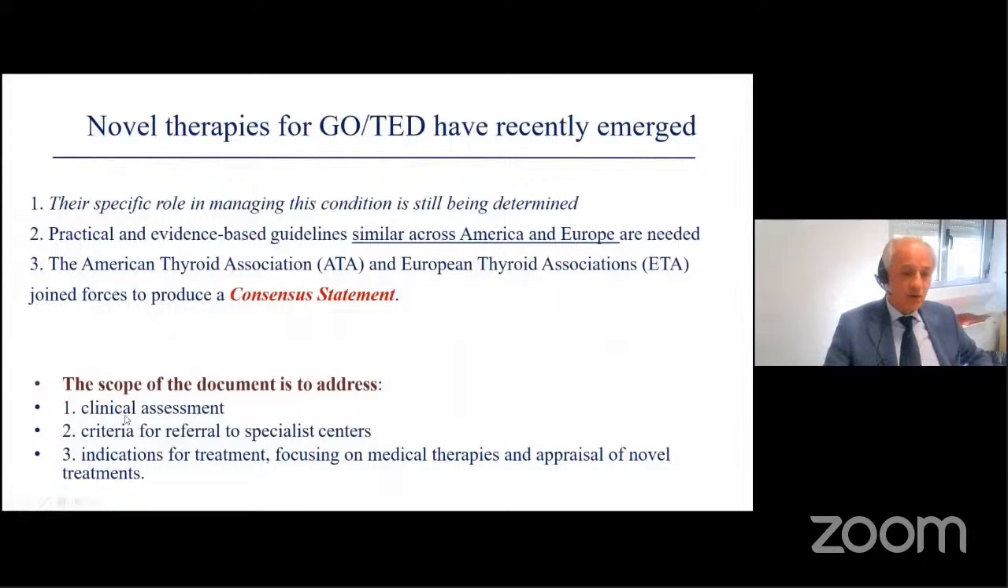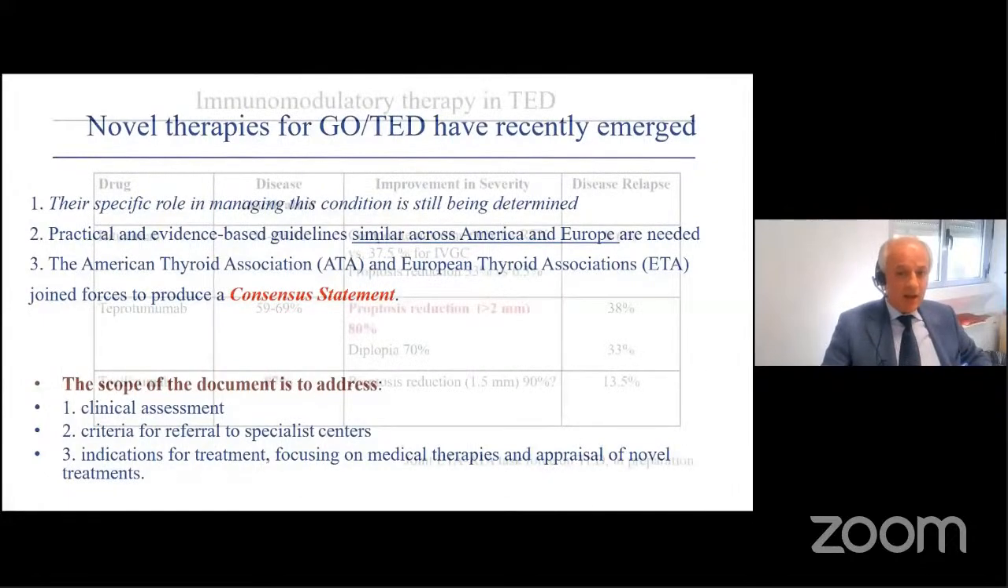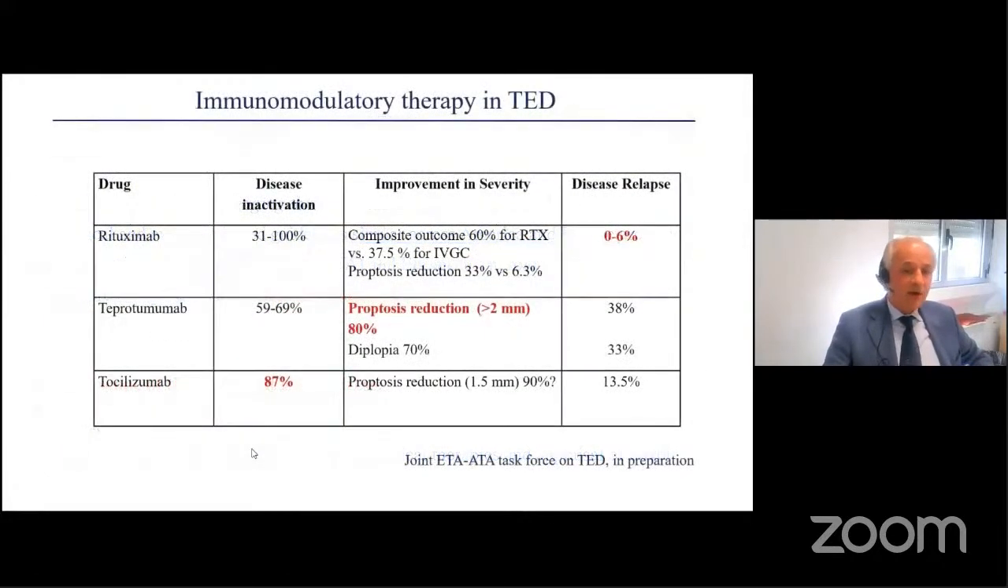And also what we want to do, besides clinical assessment and criteria for referral, is give indication for treatment, especially focusing on medical therapies given the availability of novel treatments. This table we're working on slightly summarizes some of the data we're putting together of the drugs that I've talked to you about so far, by analyzing separately the effect on disease inactivation, the improvement in severity signs, and the disease relapse.